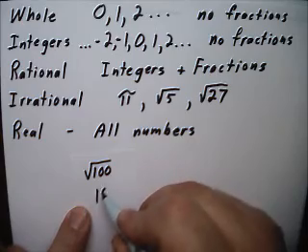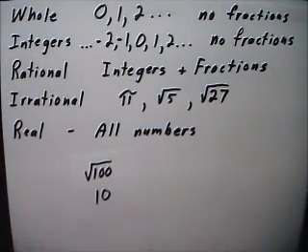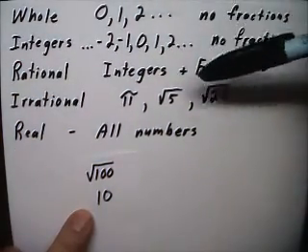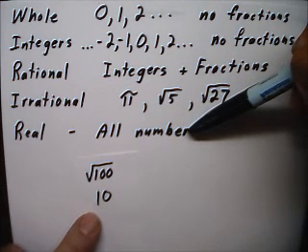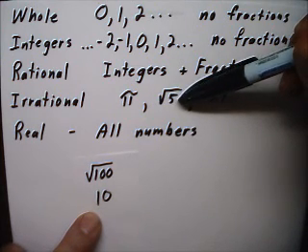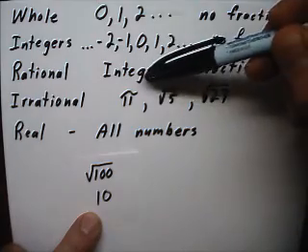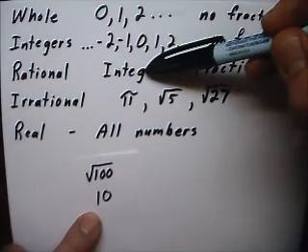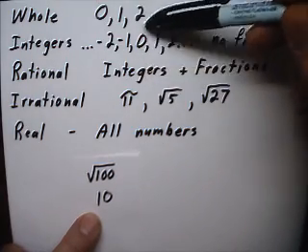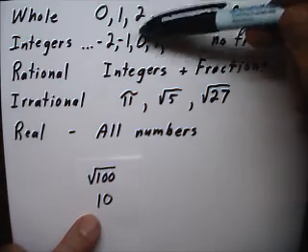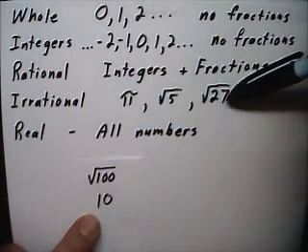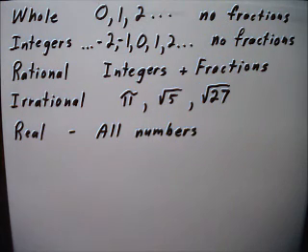Square root of 100. Square root of 100 is 10. So this is a real number. It is not irrational. It is rational because rational includes all of the integers. It is an integer, and yes, it is a whole number. So the answer is yes to everything except irrational.